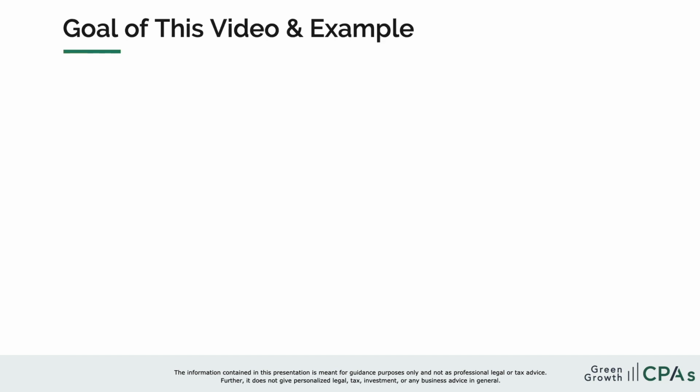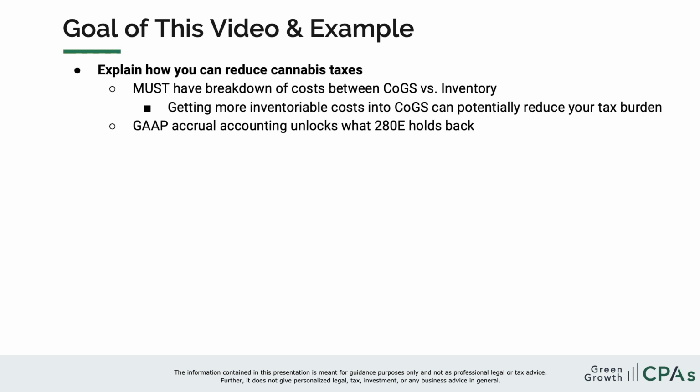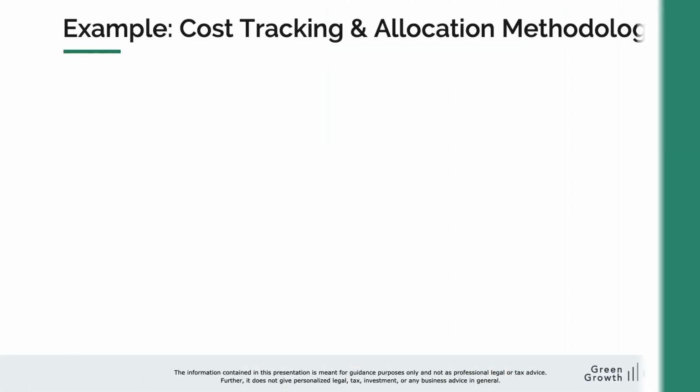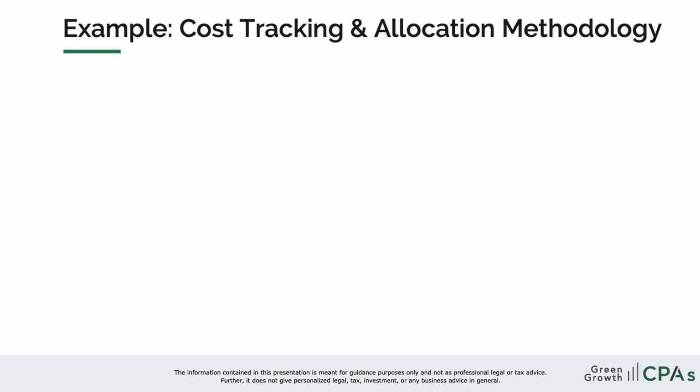So that brings me to the goal of this video and the example that I'm going to walk through. So I have two main goals throughout this presentation. First, I want to explain to you how you can actually reduce your cannabis taxes. So here we are, the example of cost tracking allocation and the methodology behind it.